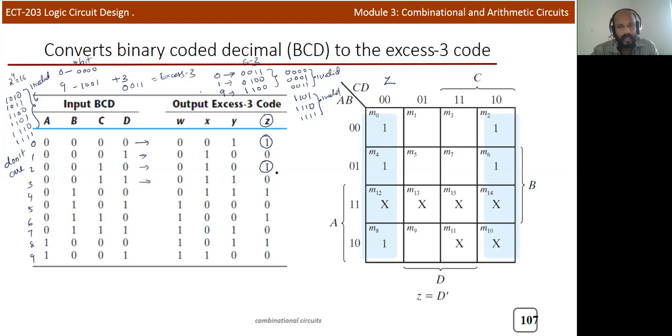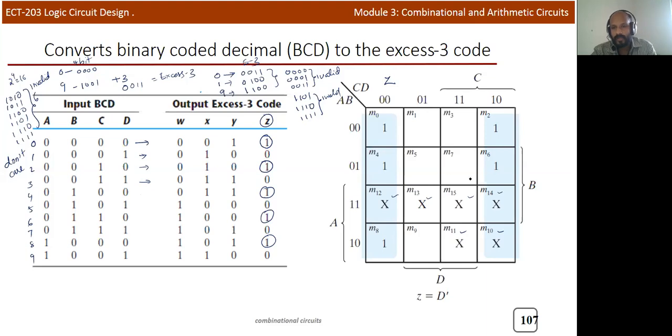0, and this is 2, and here it is 4, 6, and 8. So you can see that 0, 2, 4, 6, 8 are indicated as 1, and the other codes from 10 to 15, 10, 11, 12, 13, 14, 15, are indicated as the don't care condition. And now we need to group the ones.